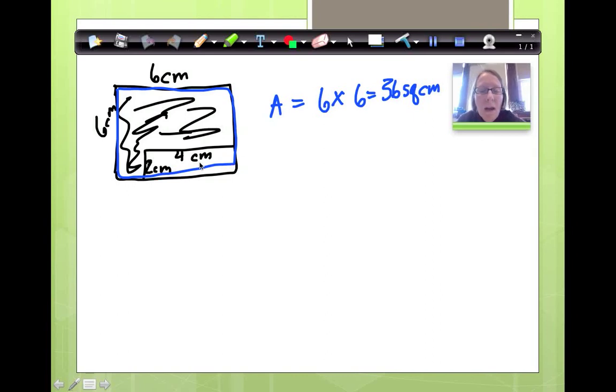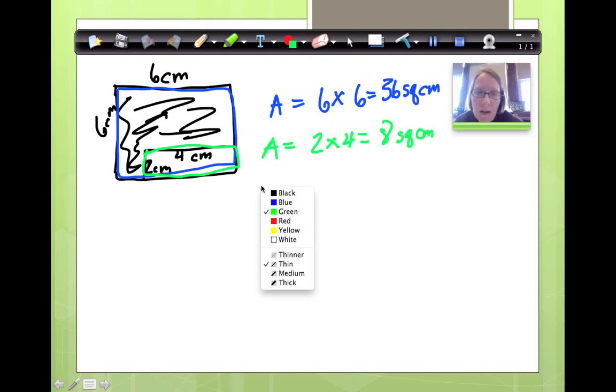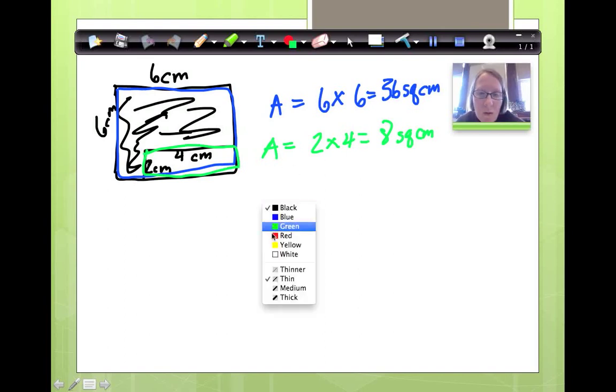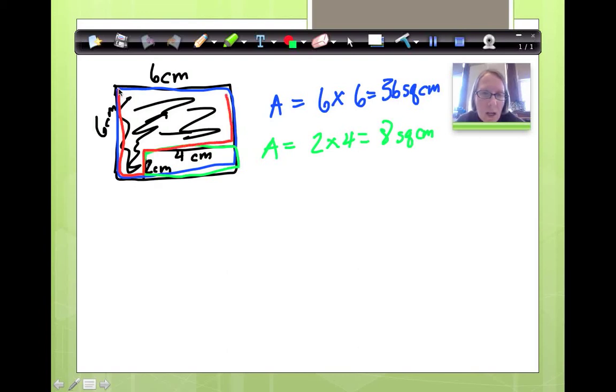Okay, and I've got to figure out what I'm taking away. That's the green. That's the piece I cut out. All right. What's the area of the green? The area of the green would be 2 times 4, which is 8 square centimeters. Now I need to do a takeaway to find out the shape. Actually, we'll call it red, because that's what we want right here, the piece that was all shaded. So let's figure out what the red is. The red would be 36 take away 8.